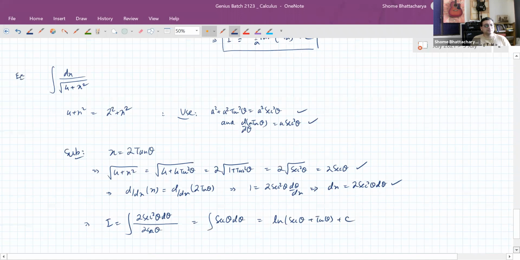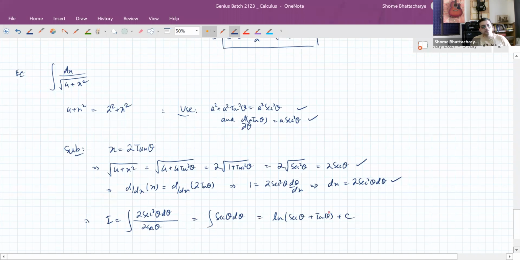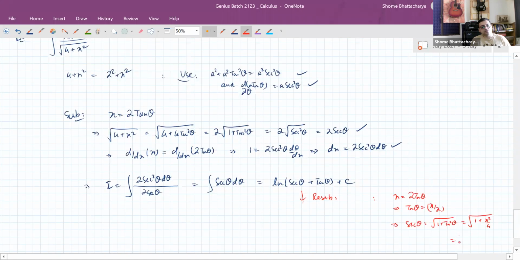Okay. Now the resubstitution step is a little bit complicated, so I'll come to that. So this needs to be resubstituted. In the resubstitution, keep in mind that what was our x? X was equal to 2 tan theta. So that means tan theta is x by 2. So that means what is sec theta? It is square root of 1 plus tan square theta. So it is square root of 1 plus x square by 4. Or it is square root of 4 plus x square to the half.